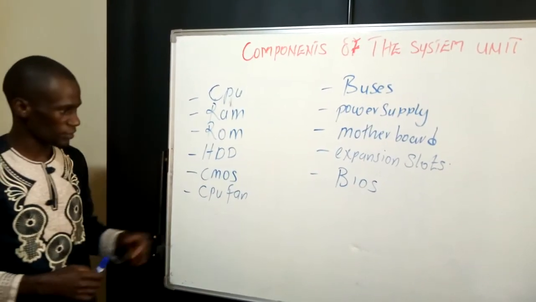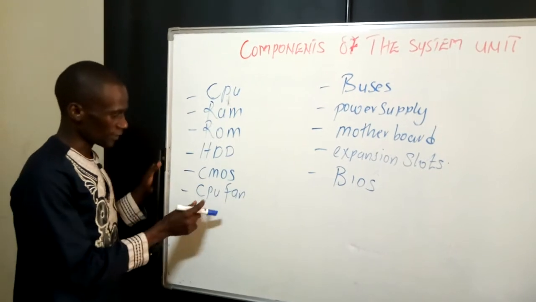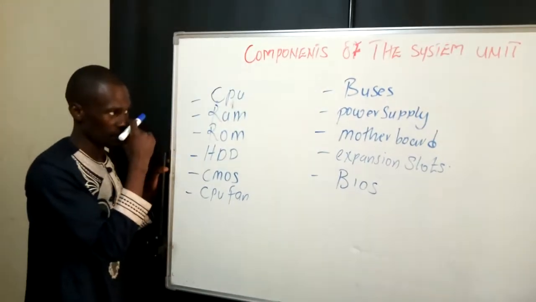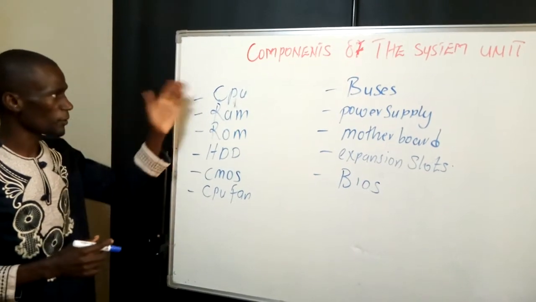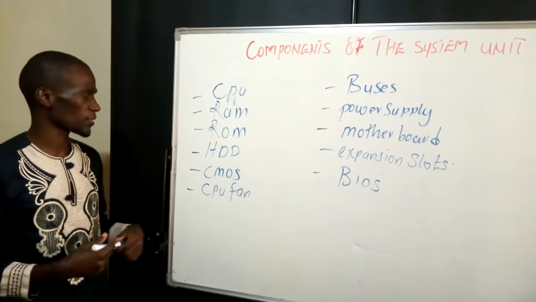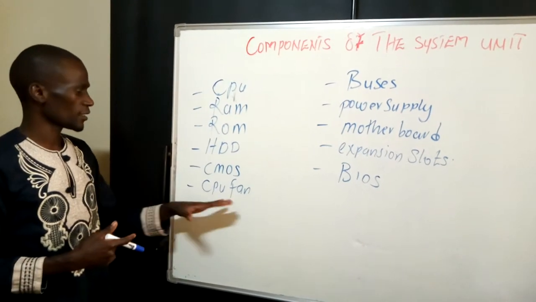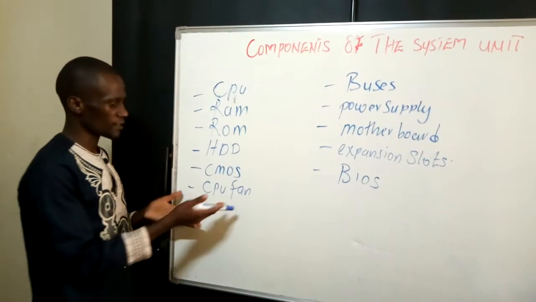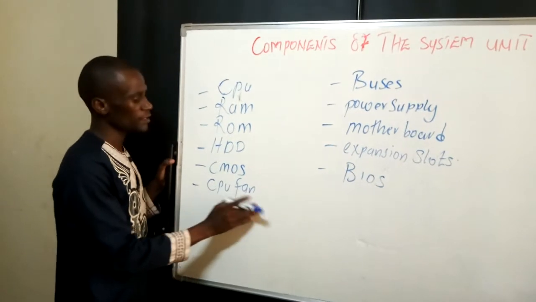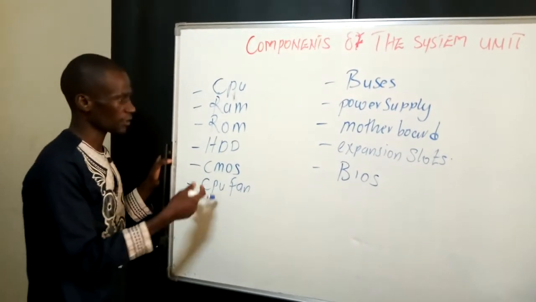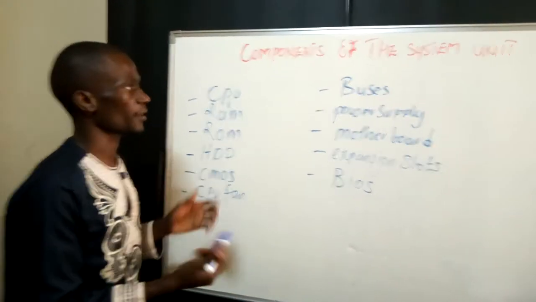Next is the CPU fan. This is the fan that sits on top of the CPU, which I said is the component that controls and coordinates whatever takes place within the computer. The use of it is to cool the CPU whenever the CPU heats up, so that it can move on with its work.